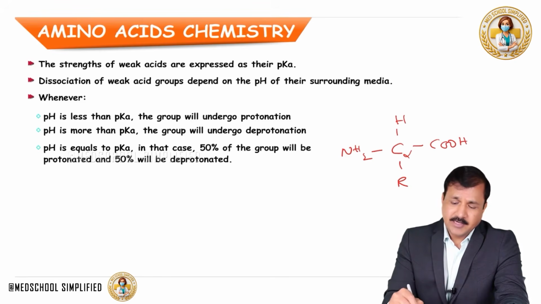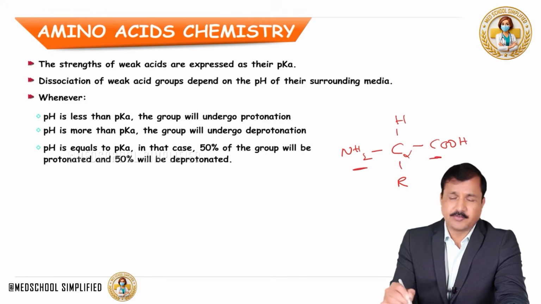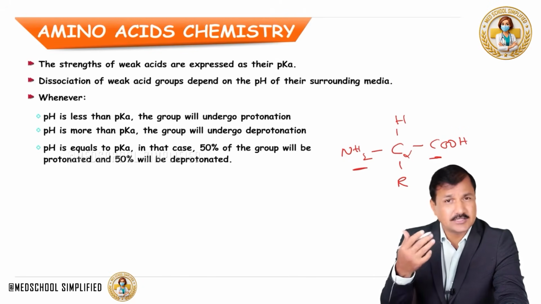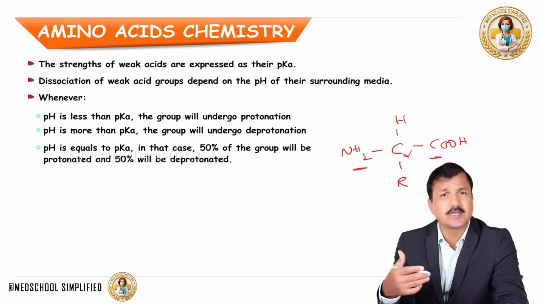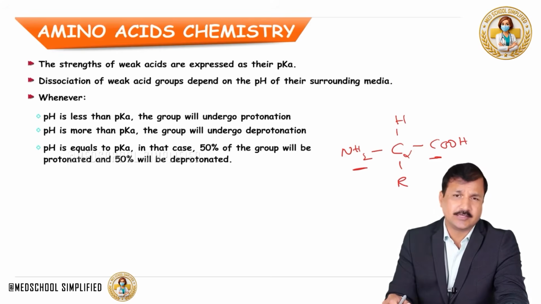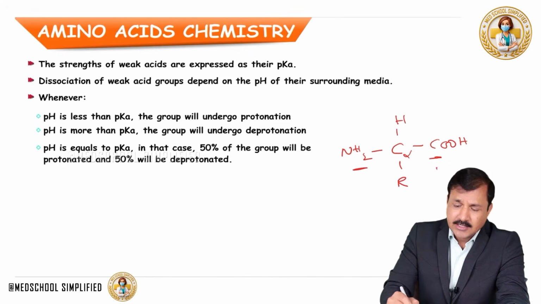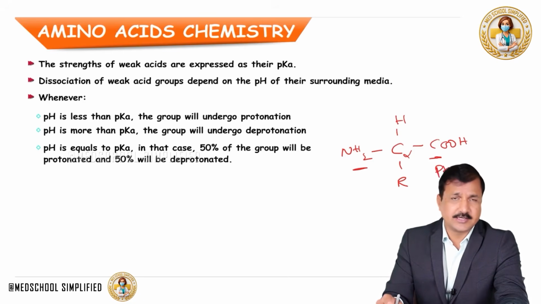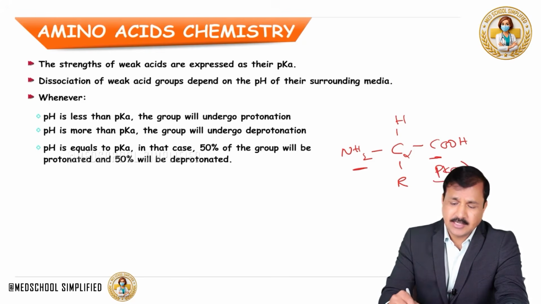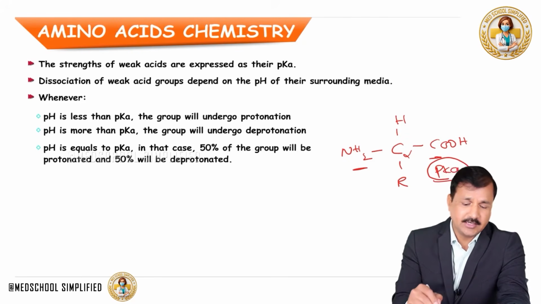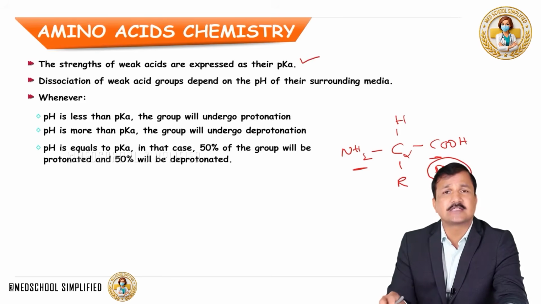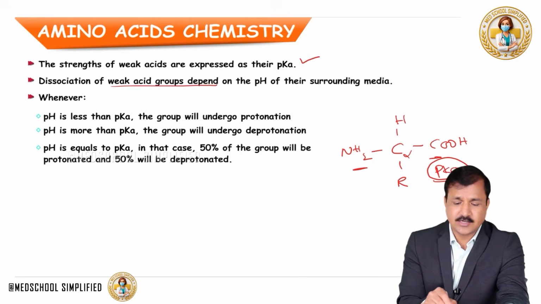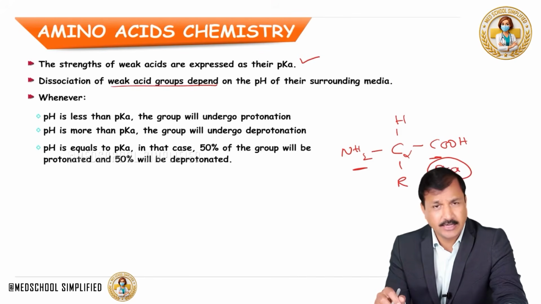Now see this primary carboxyl group and primary amino group, whenever it is in individual form, and depending on the pH of the media, these groups can undergo protonation and deprotonation, and that depends on the dissociation constant of these amino acids. Now the dissociation constant is expressed as the pKa value. So that's what I have written here. The strengths of weak acids are expressed as their pKa. pKa is a dissociation constant. Now the dissociation of weak acid groups depends on the pH of their surrounding media.